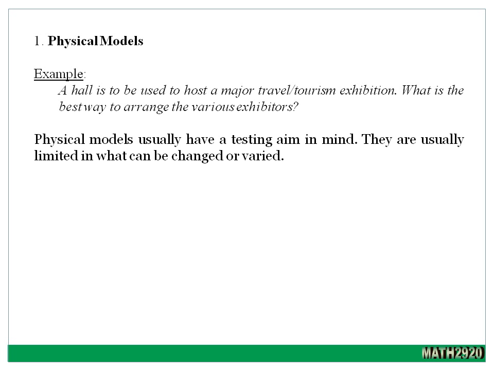Notice in here that if you changed venues, you'd have to change your model completely. You'd have to go and get a new floor plan and so forth. So physical models usually have a testing aim in mind. They say, here is a scenario, is it possible or isn't it? And physical models are usually limited in what they can change or what you can vary.